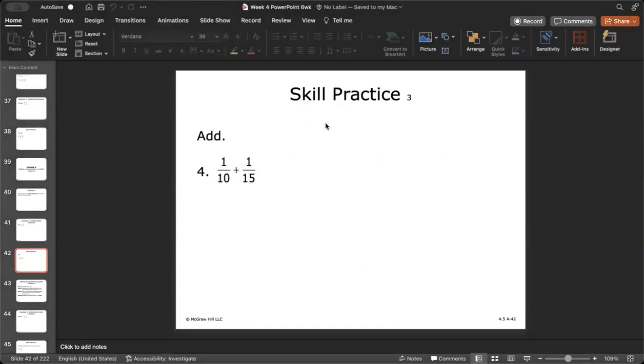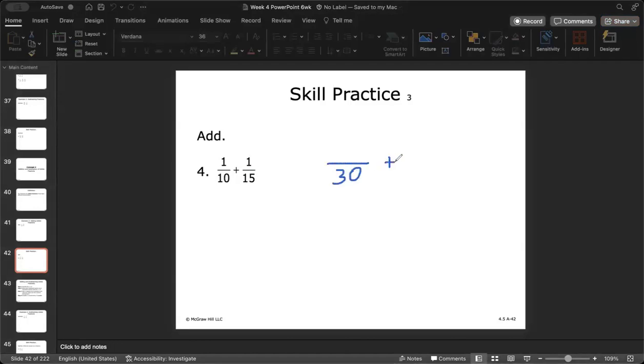Okay, so let's see some more examples just to kind of drive home the point here. Okay, so here's another one. 1/10 plus 1/15. Sometimes it's easy to see the LCM, sometimes it's not. It kind of all depends. So here, what's the first number that both 10 and 15 go into? That value is going to be 30, okay?